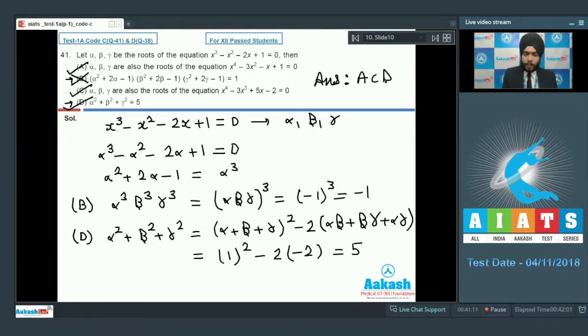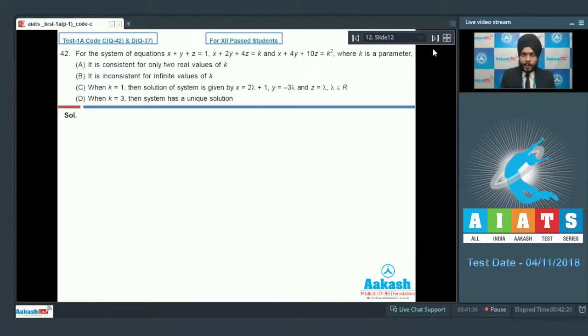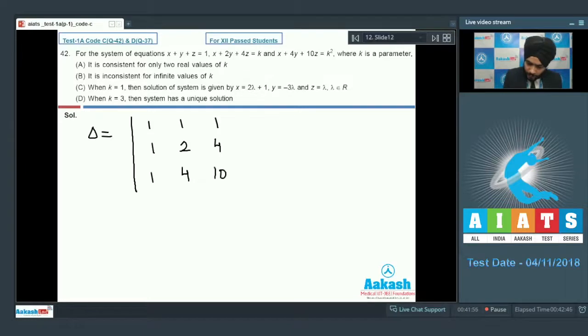Let us move on to the last question of this section now. Talking about question number 42, it says that for the system of equations x plus y plus z equal to 1, x plus 2y plus 4z equal to k, x plus 4y plus 10z equal to k square, where k is a parameter, we have to determine when it is consistent and inconsistent. So let us quickly calculate delta, which is 1, 1, 1, 1, 2, 4 and 1, 4, 10.